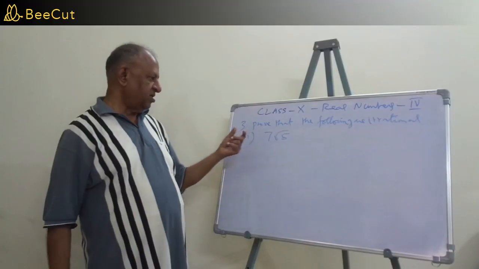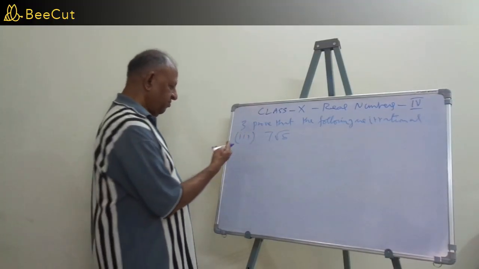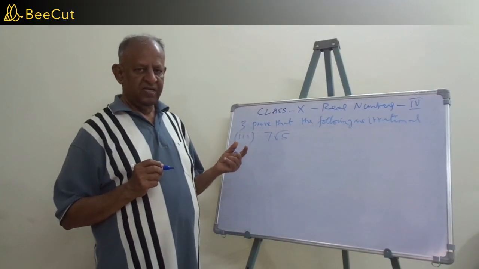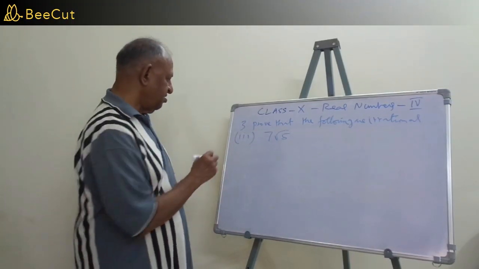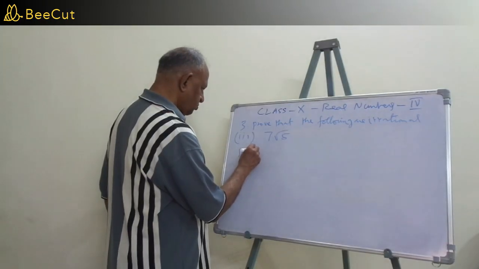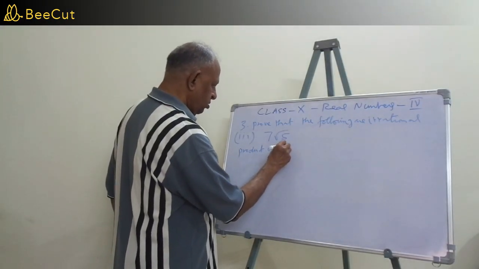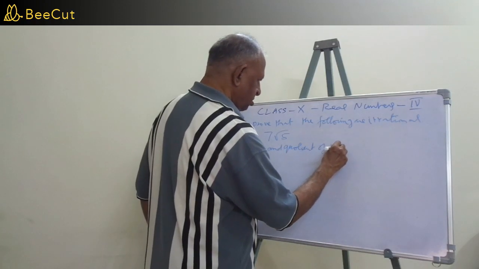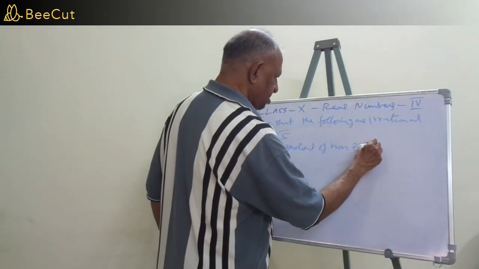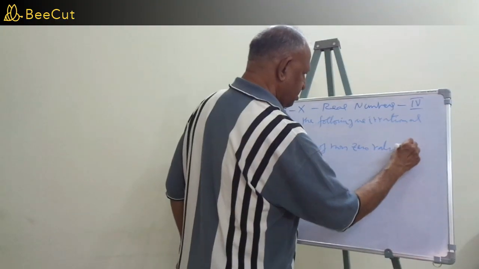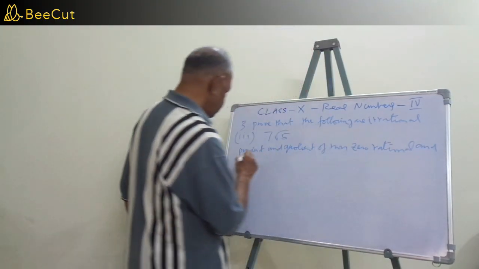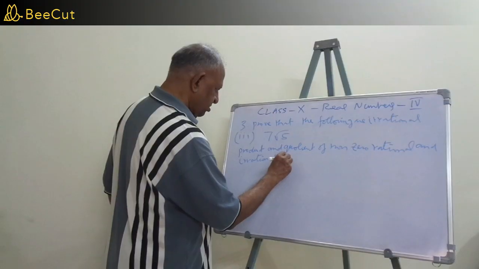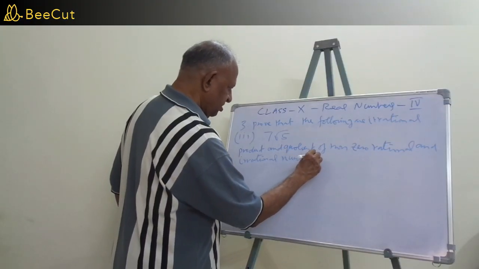Next we have to prove that the following is irrational: 7 root 5. First you have to remember that the product and quotient of a non-zero rational and irrational number is irrational.